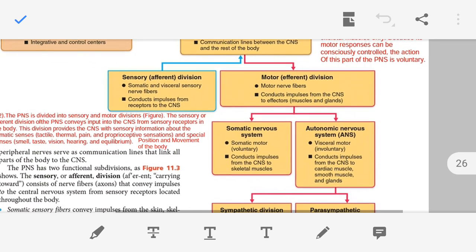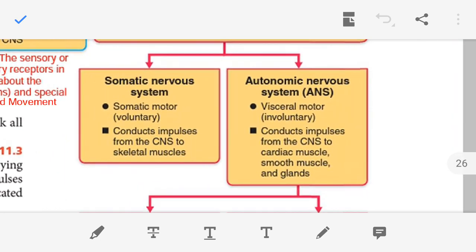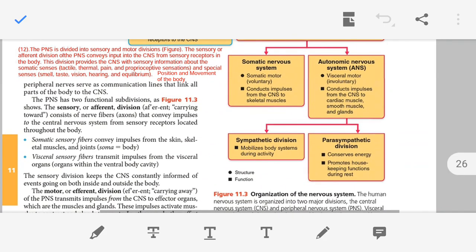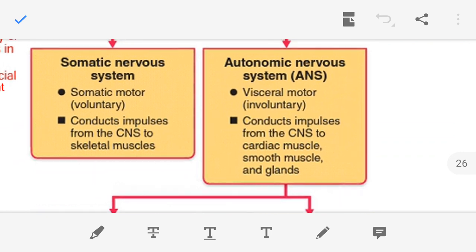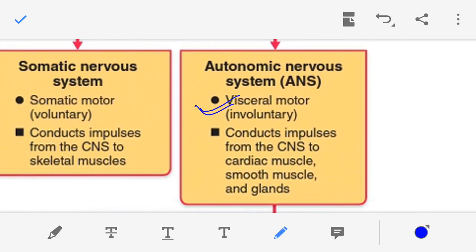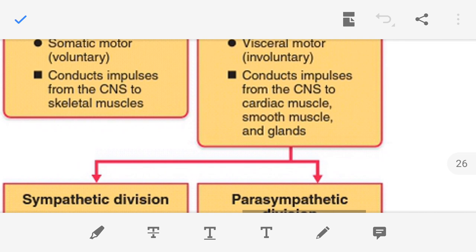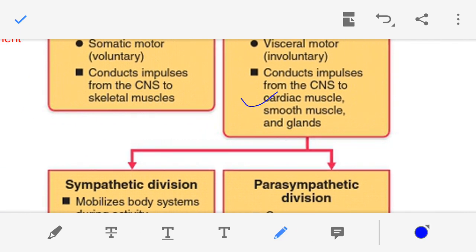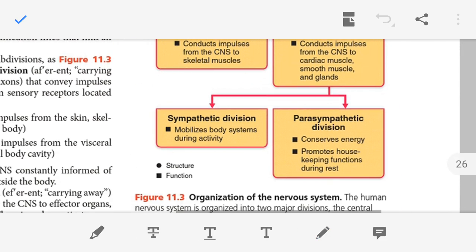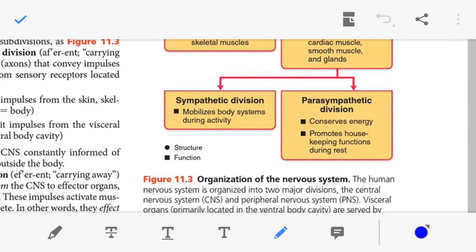Now let's talk about the second division of the motor division, that is the autonomic nervous system. The autonomic nervous system is visceral motor, and it is involuntary. Involuntary means it controls the body organs without our consciousness. The control is automatic. It is there, but we are not aware of it. The nerve fibers reach the cardiac muscle, smooth muscle, and the glands. The ANS is subdivided into the sympathetic division and the parasympathetic division.